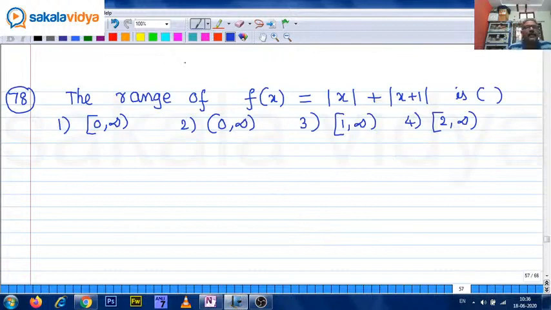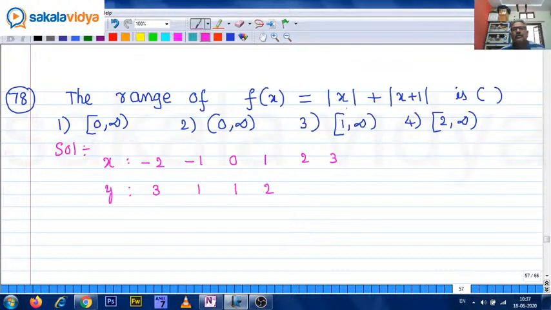First let us draw a rough diagram for this one. See, x, y, put like this: -2, -1, 0, 1, 2, 3. If you put -2, what do you get? Mod -2 is 2, plus 1, this will be 3. Mod -1 is 1, and 0 also gives 1. 1 gives 2, 2 gives 5, 3 gives 7.